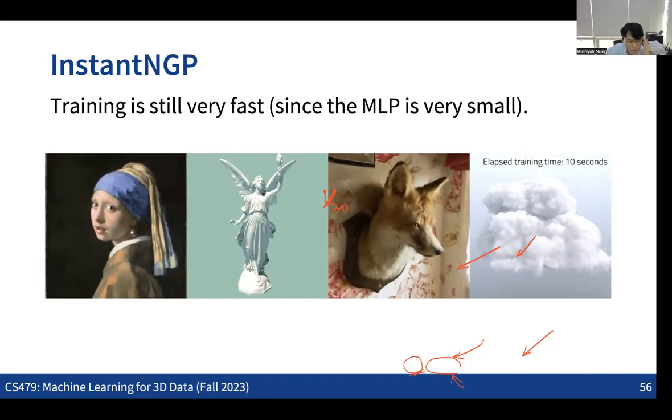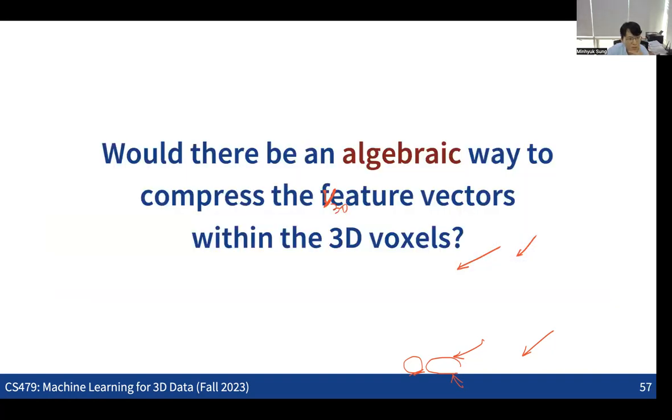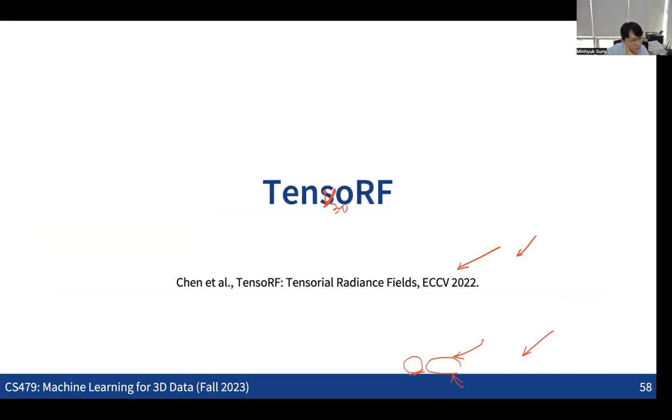Right? So this was an engineering way of reducing the number of parameters in a voxel-based representation. And here another question is whether there will be a more algebraic way to compress the feature vectors within the 3D voxels. So that's the last idea that we are supposed to discuss today, TensorRF. We're going to continue this discussion next Monday. And after discussing all the hybrid representations for NeRF, we are going to move on to the generation topics.